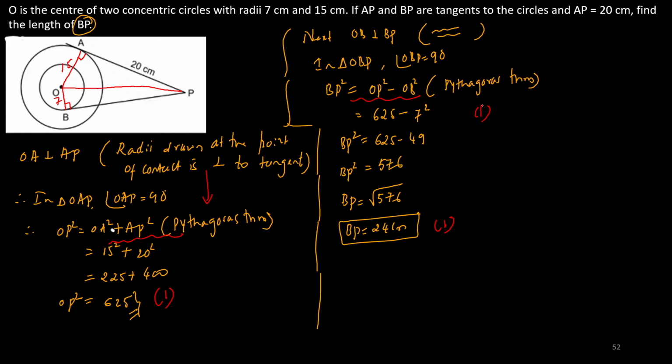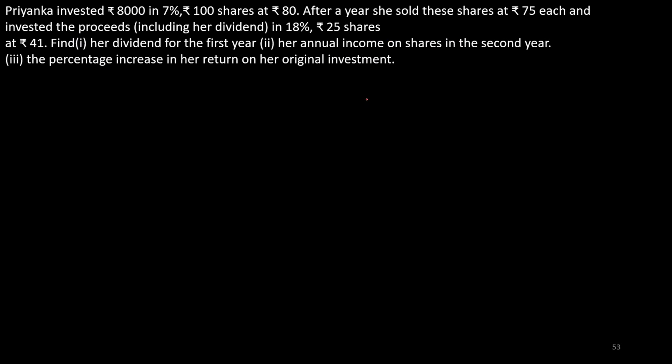So now, yes, OP square is equal to 625, but it is not required for you, child. Because OP square anyhow we are using in the next part of the solution, so that need not be found out. Even if it is not a perfect square, it doesn't matter. Now let us go to the next question.